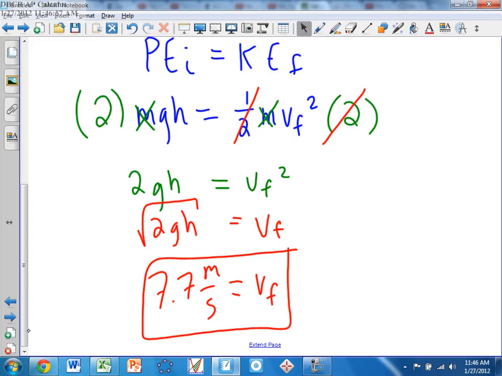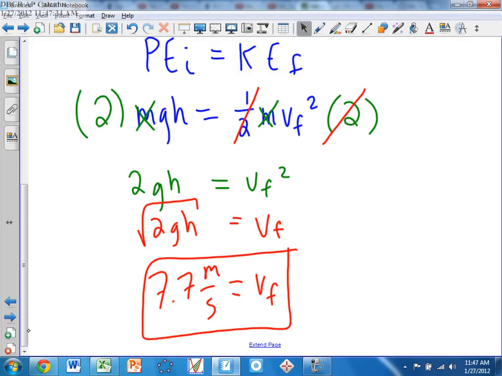So, last chapter we said, P in the beginning equals K at the end. P is MGH. K is 1/2 MV squared. The M's cancel on both sides. You see the 1/2 here. How do you get rid of 1/2? Multiply by 2. The 2 and the 1/2 cancel here. The 2 goes over here. You still have V squared. How do you get rid of the square? Take the square root. Square root of 2GH. Same answer we got last chapter when we derived this. Whenever you find the final velocity of an object that falls off a cliff, it's always going to be that value, radical 2GH.